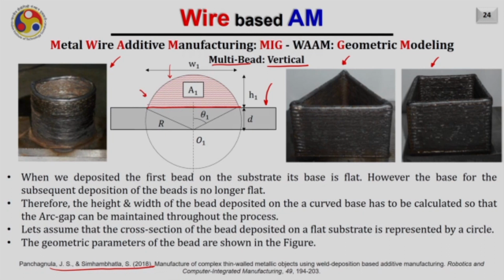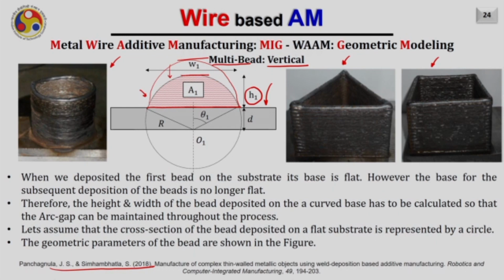If another layer comes on top of it, for example something like this, then this height may not be the same as H1. As a result, the R gap will increase or decrease, which is not desirable. But if we exactly know how much the height is going to increase, then we can appropriately maintain the R gap in the process.